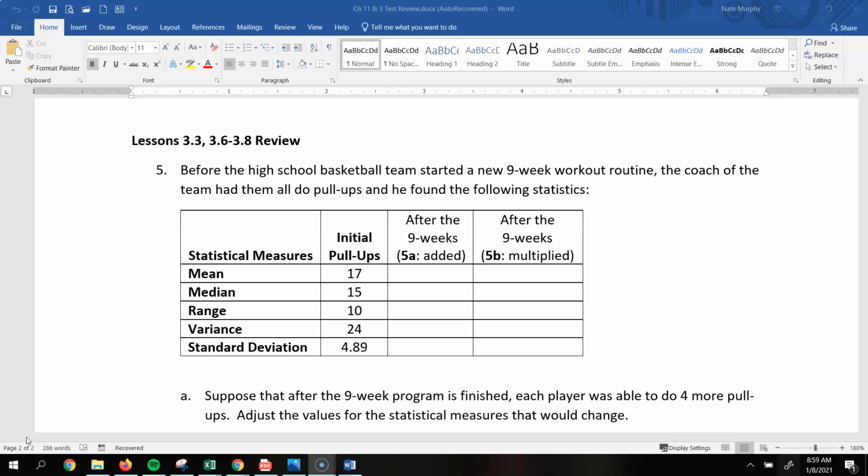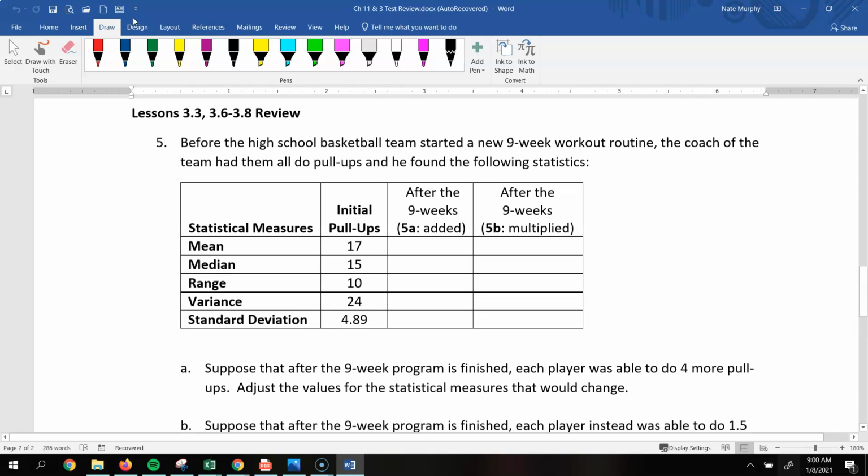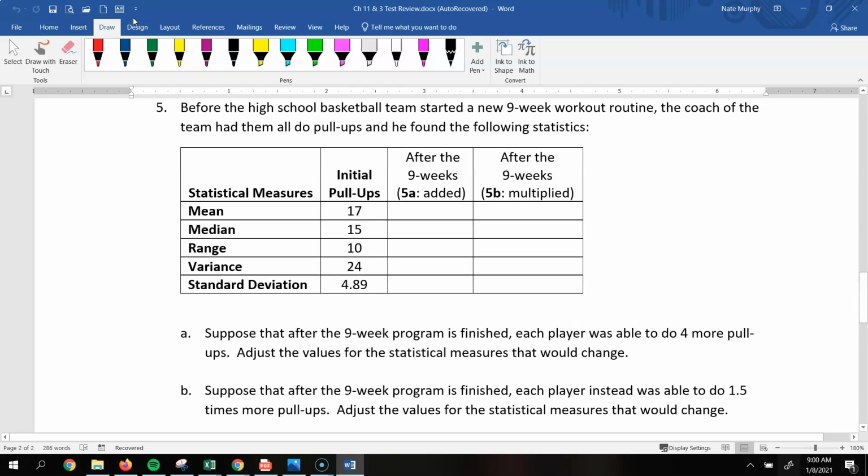All right, so we find that the mean number of pull-ups the team was able to do was 17, the median was 15, the range 10, the variance 24, and the standard deviation 4.89. So it says, suppose in Part A, suppose that after the 9-week program is finished, each player was able to do 4 more pull-ups. Adjust the values for the statistical measures that would change.